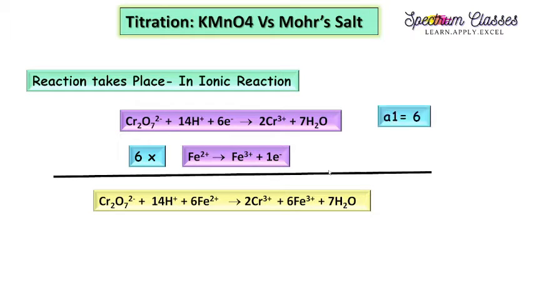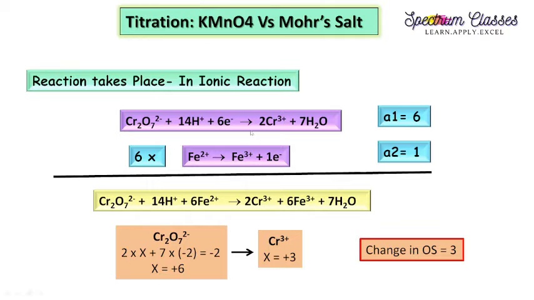Now I am going to show you how the oxidation state of chromium and iron changes. So here we have Cr2O7 2-. How are we going to calculate this? 2 is the subscript. So 2 into X, supposing its oxidation state is X, plus 7 into minus 2, as the oxidation state of oxygen is minus 2, equal to minus 2, since it has a 2- charge. On solving this equation, we get X equal to +6.